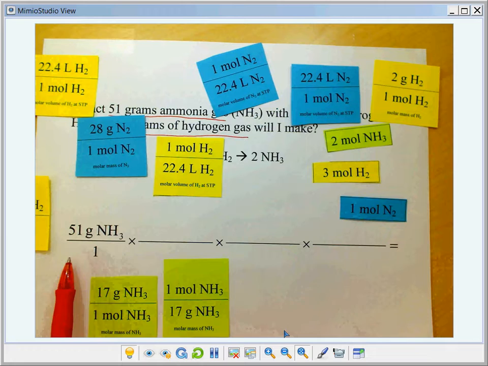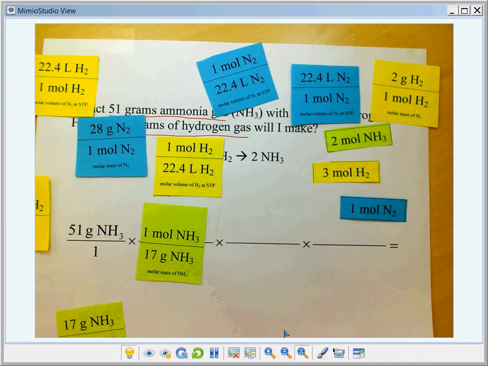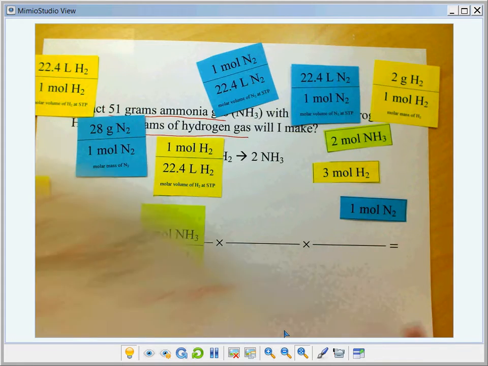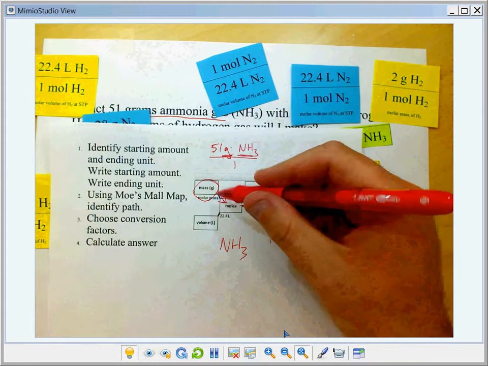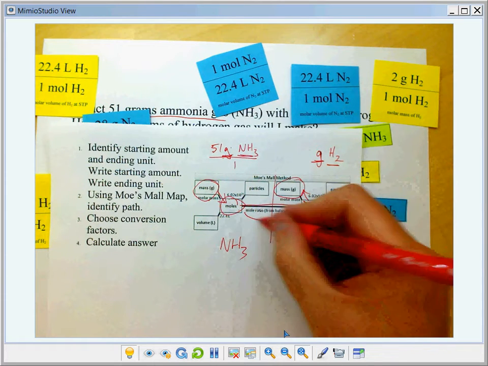And which one goes in the denominator is the one that cancels. So this is the one with grams of NH3 in the denominator. That's the molar mass of NH3. So I'm going to slide that up into place. All right. In terms of Mole Map, I've now gone from grams to moles. So I'm here now. And I need to get to moles on the other side.